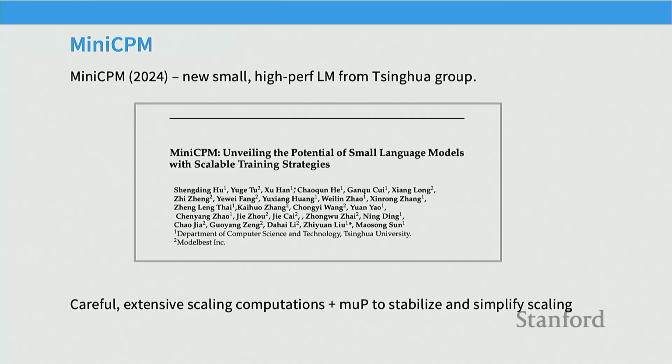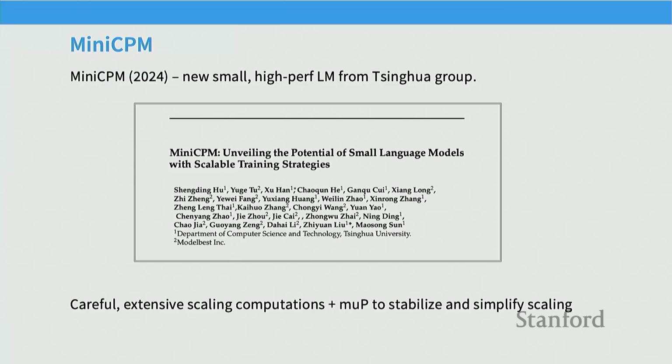To give you an overview of what they do, their goal here is to train relatively small language models, but use a lot of compute to train really good small language models. That's their ostensible goal. And in doing so, they do a lot of careful scaling computations. They also, once again, use μP to stabilize and simplify scaling when they end up scaling these models, not in size, but in terms of the amount of data.